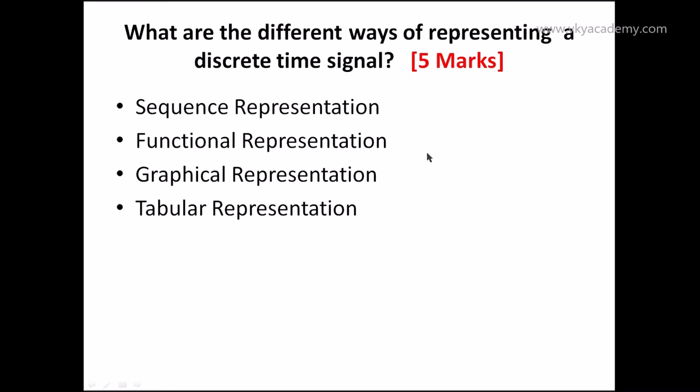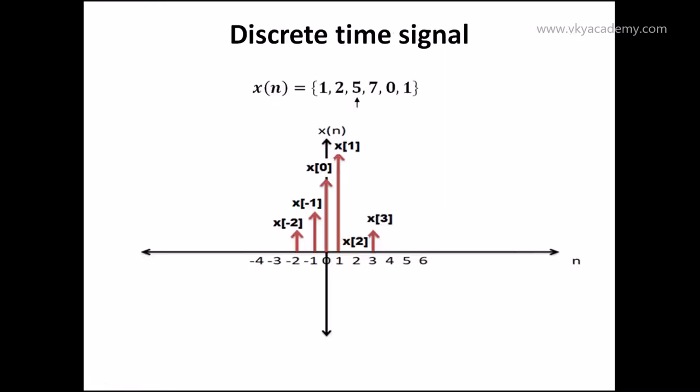So before starting this particular topic, let us first discuss a few points about discrete time signals. In the previous session we have seen how to convert a continuous time signal into a discrete time signal. Basically, a continuous time signal can be converted to a discrete time signal with the help of sampling.